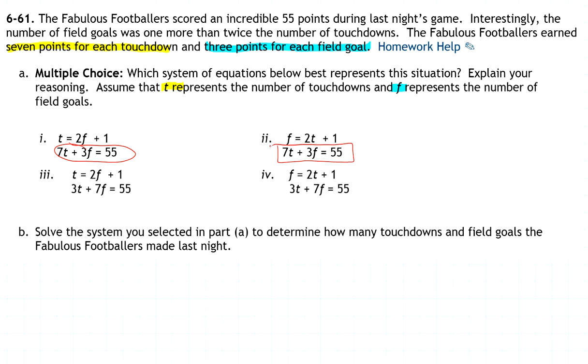The other ones have it backwards, right? These ones are saying that each touchdown is 3 points and each field goal is 7. So I know the last two choices aren't correct.